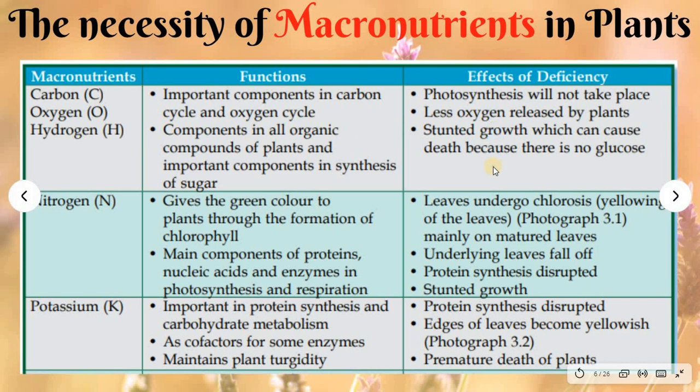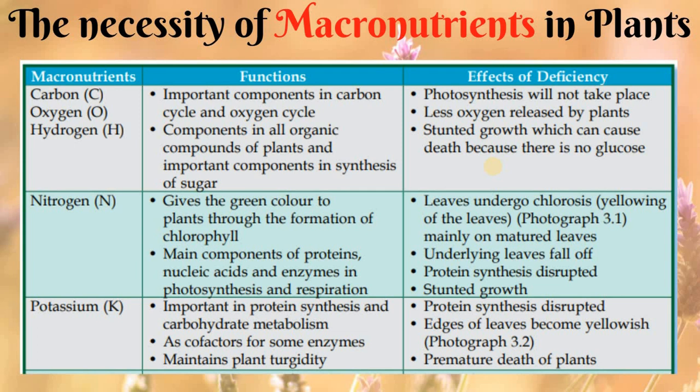The effects of deficiency: photosynthesis will not take place, less oxygen is released by the plant, and stunted growth, which can cause death because there is no glucose. So that is the effect of deficiency for carbon, oxygen and hydrogen.